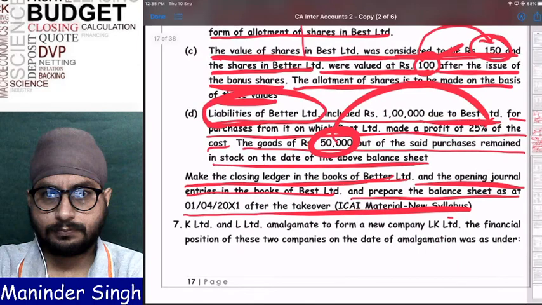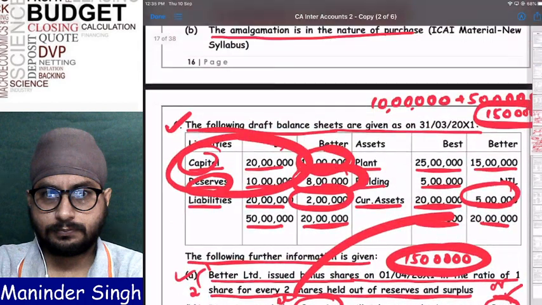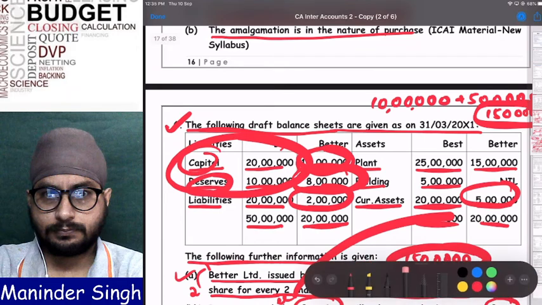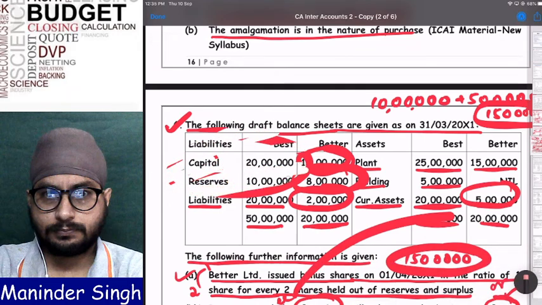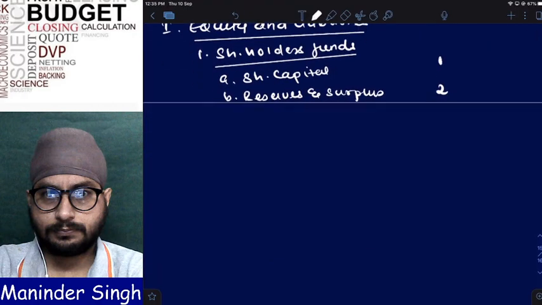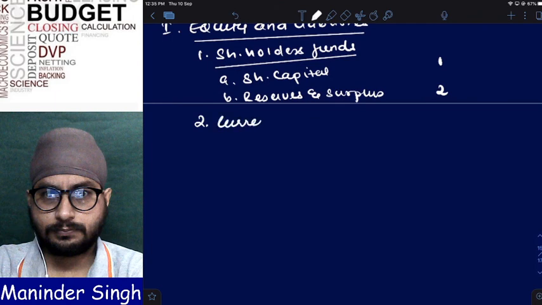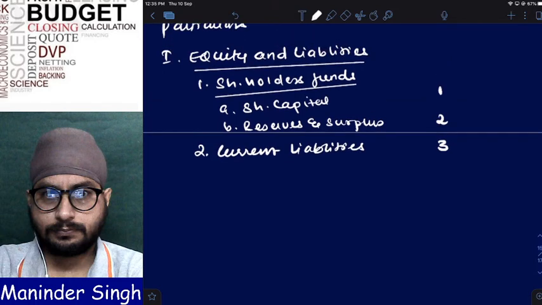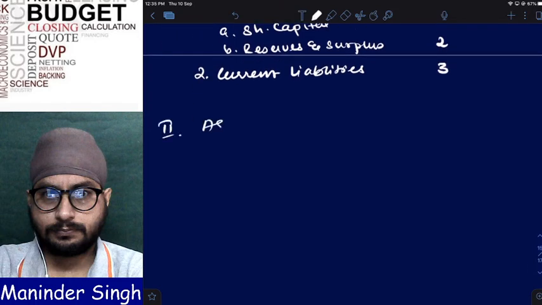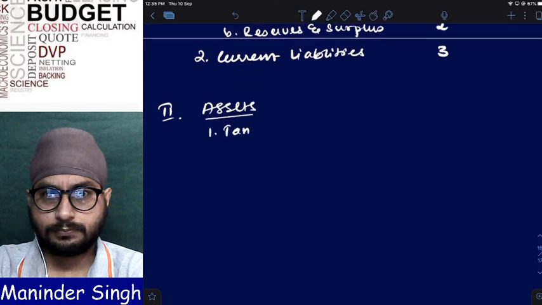Tell me, see the balance sheet: are debentures given on the liability side? No. When debentures are not given, will non-current liabilities come? No. So next will be what? Directly current liabilities, note number 3. Clear? And then we have number 2, assets. Assets, what is the first thing we have? Non-current assets.